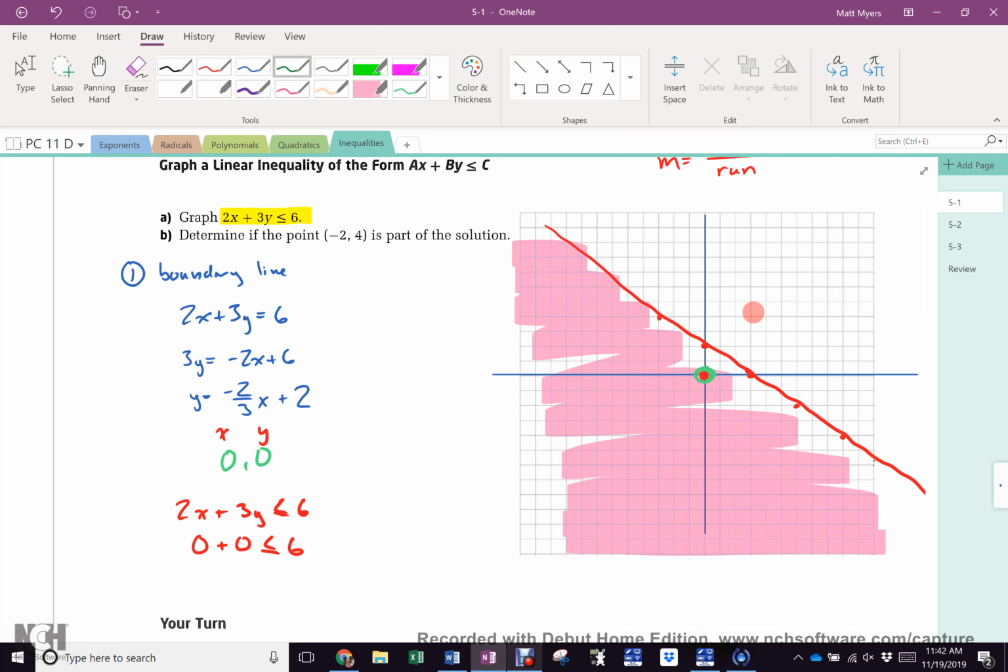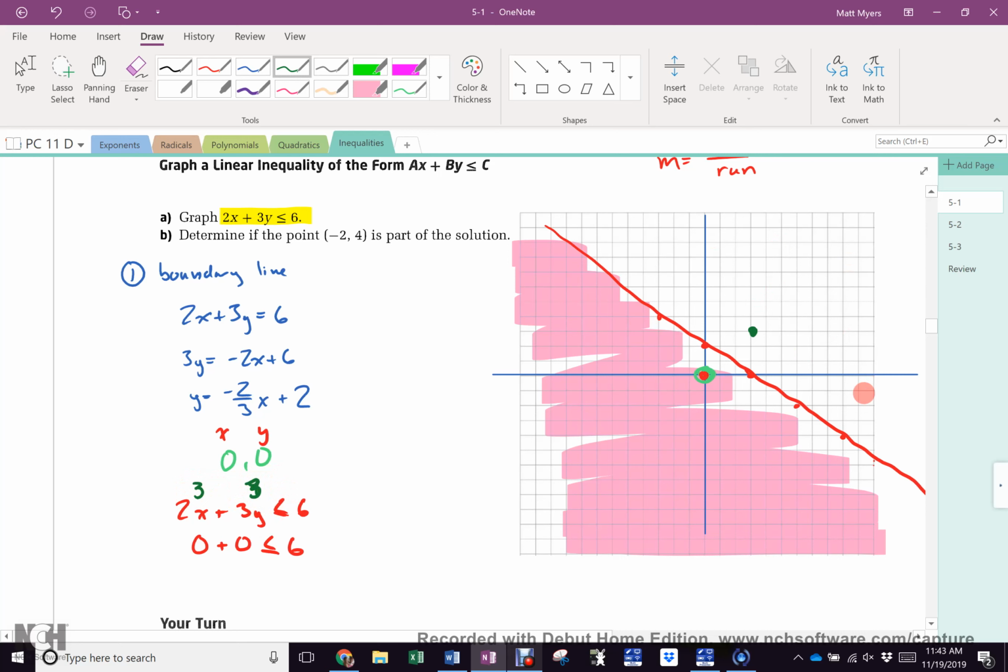And just to prove my point, see, 1, 2, 3. That point right there, 3, 3. Well, 3 times 2 would be 6, plus 3 times 3 is 9. Oh, sorry, that's another 3. 6 plus 9 is 15. Is 15 less than 6? No. So we cannot color in that side of the line.